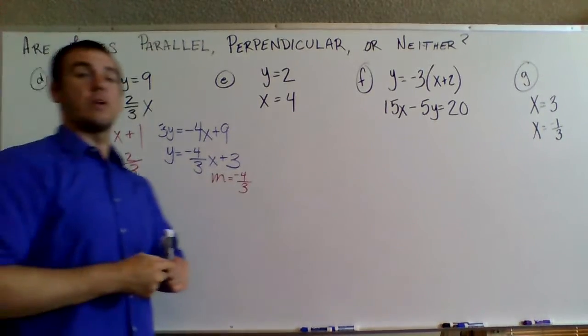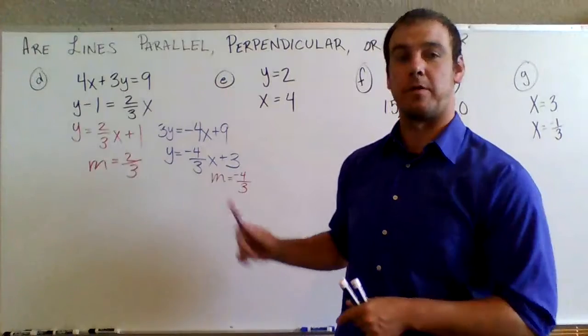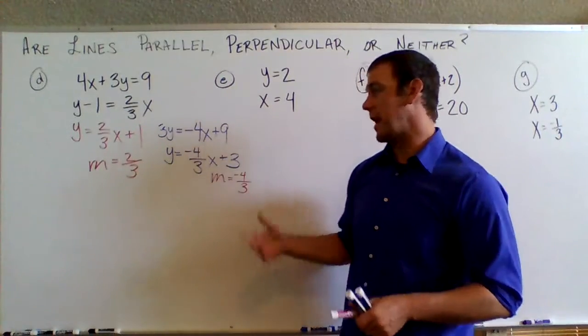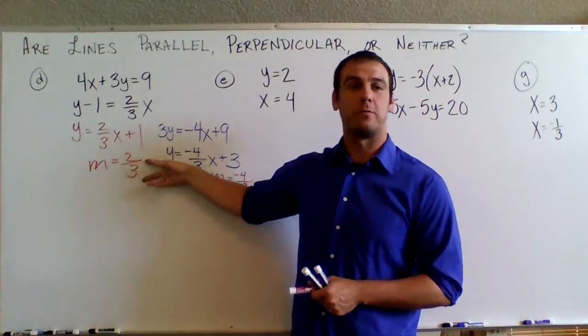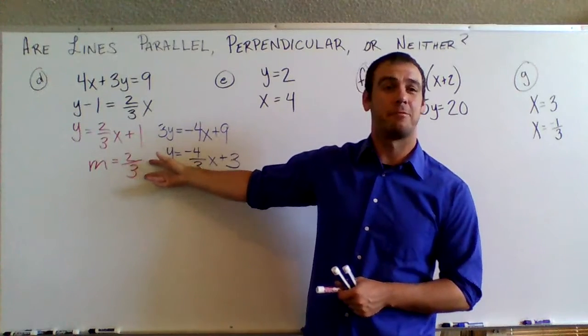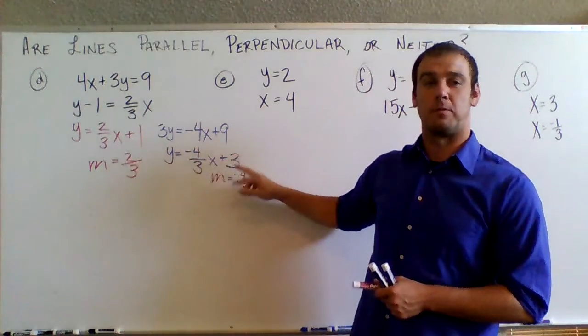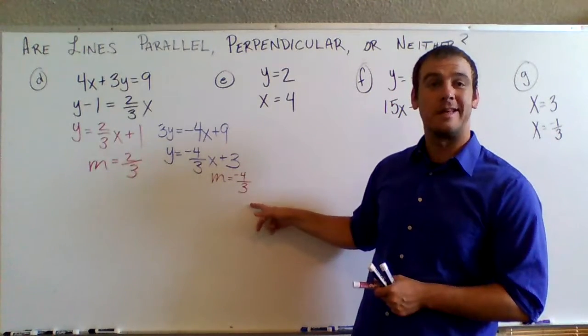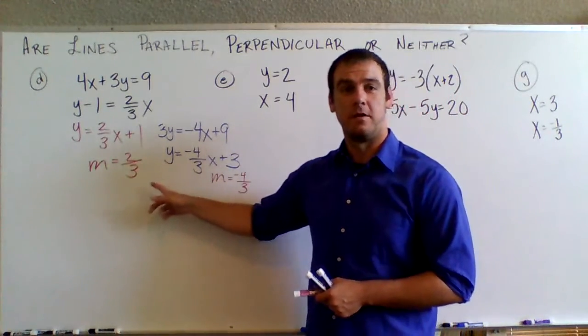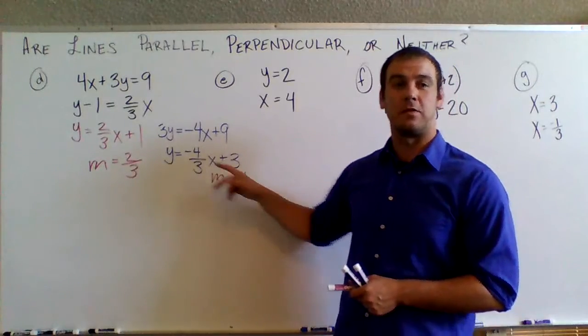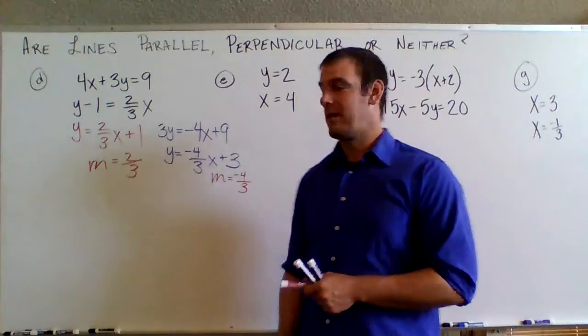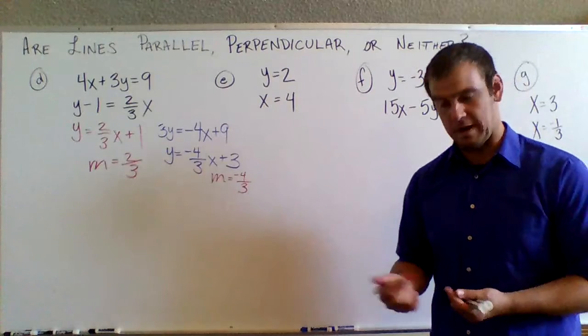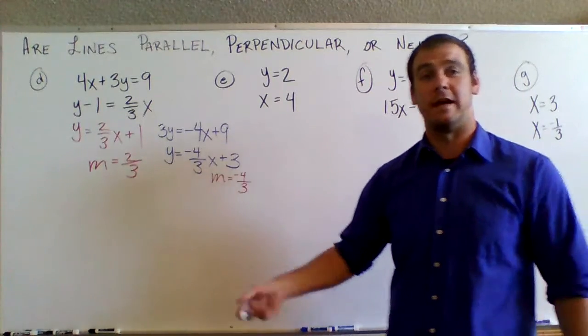Okay? So these are not parallel lines because our slopes are not the same. They're also not opposite reciprocals, right? So 2 over 3 here, the opposite reciprocal is going to be negative 3 over 2. Negative 4 over 3, the opposite reciprocal will be positive, flipped, 3 over 4. So these are not the same, they're not opposite reciprocals, so we're going to say neither.